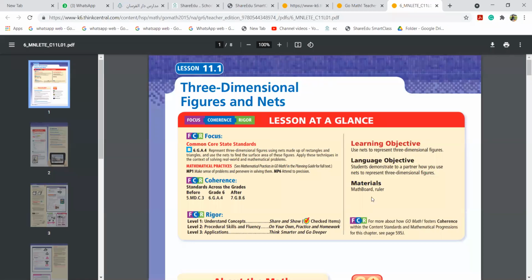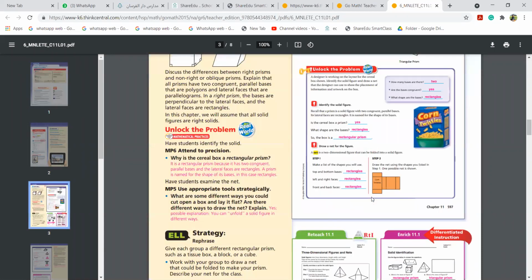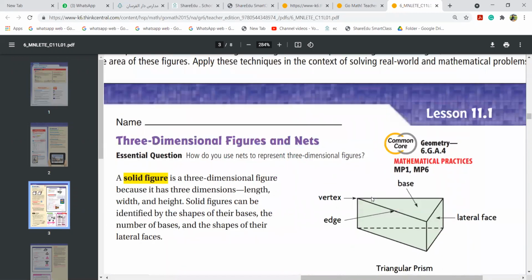Okay, grade 6 girls, we need to start with three-dimensional figures and nets. Before, we were revising our composite figures, which I told you are called polygons. So today I am starting with 11.1, a new unit, three-dimensional figures and nets. Please turn to page number 597, everyone.